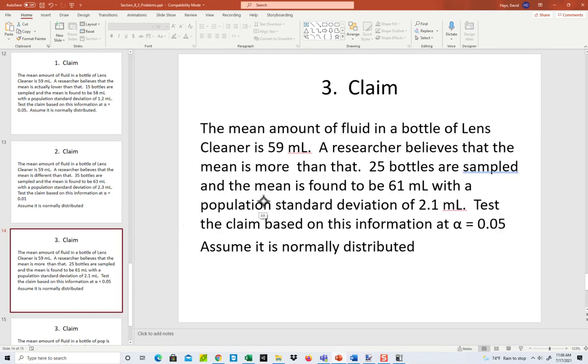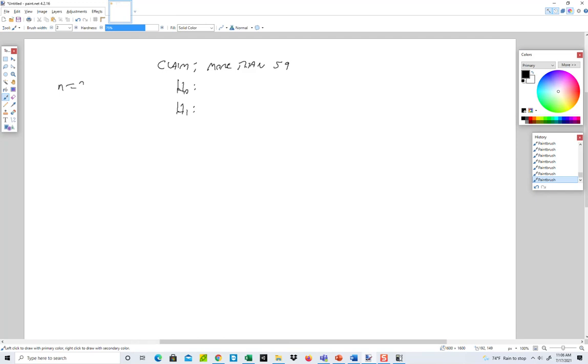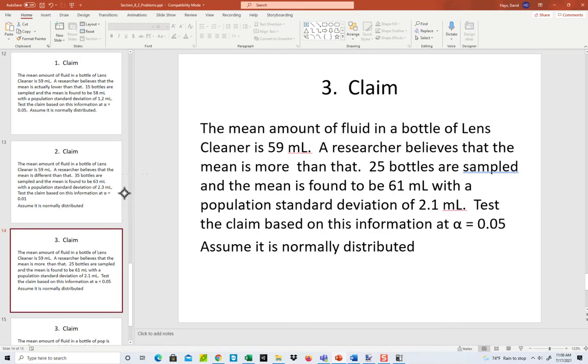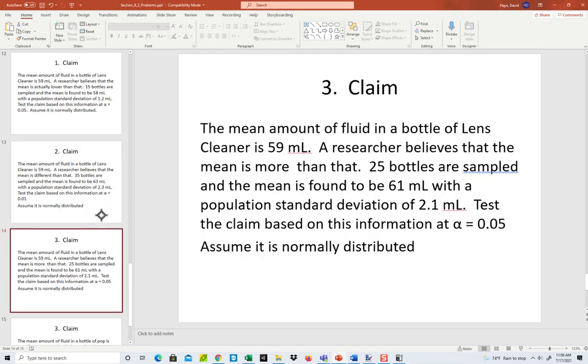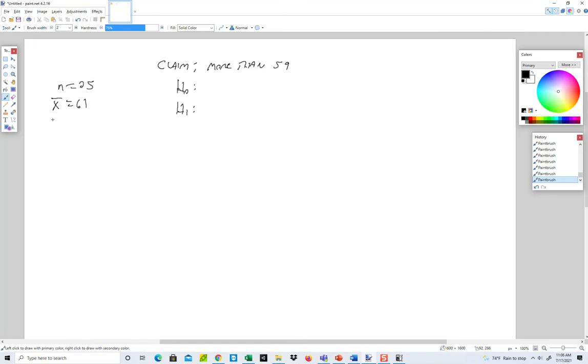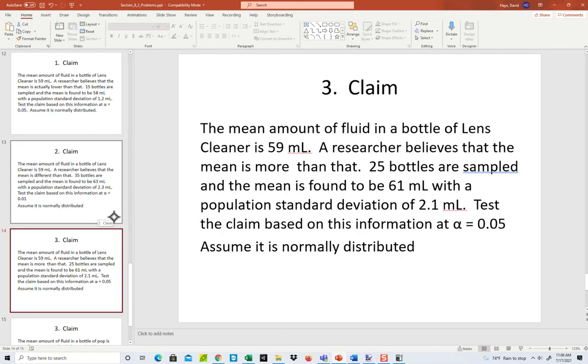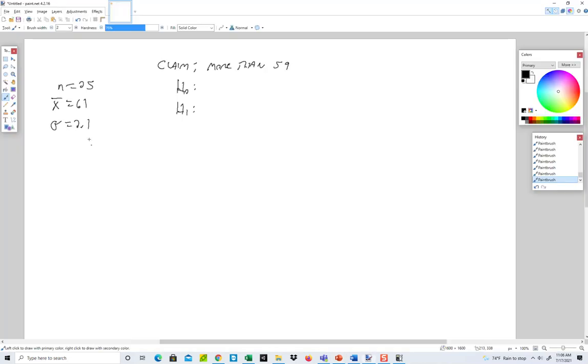25 bottles are sampled, so that's my n. n is 25. The mean is found to be 61 milliliters, so that's my X bar, with a population standard deviation of 2.1. That's our sigma. Test the claim based on this information, and alpha is equal to 5%. And I guess that's all the information.